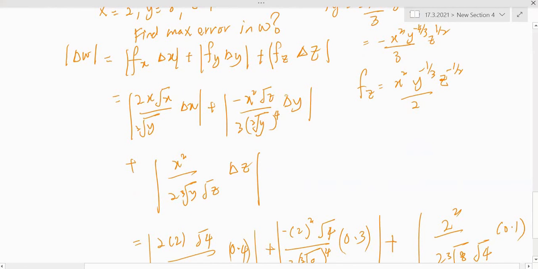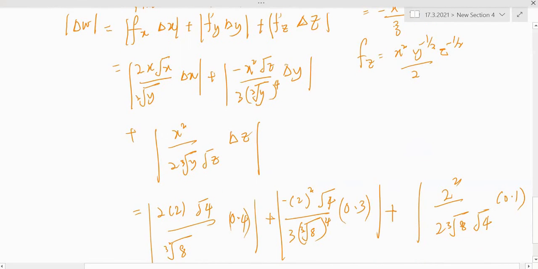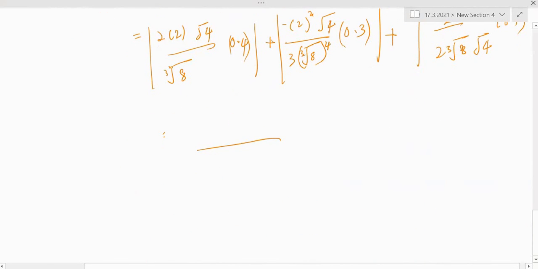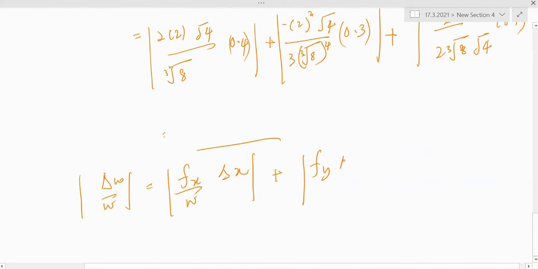Then if they ask you to find the maximum percentage error, so your formula will be del W over W equals Fx over W times delta X, Fy delta Y over W, Fz delta Z over W. Okay?